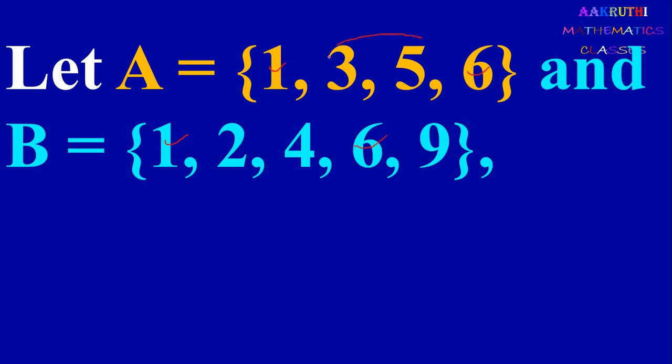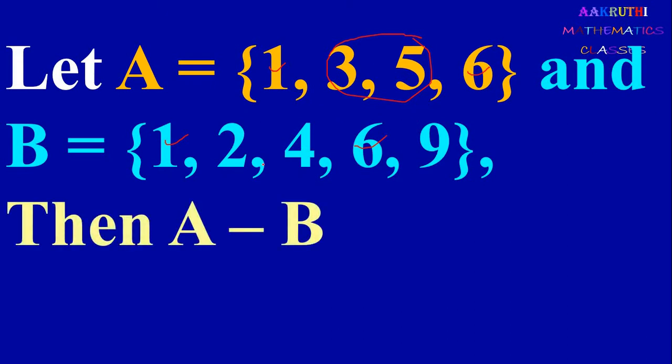What is the remaining element? The remaining elements in set A are 3 and 5. If you remove the common elements, the remaining elements are 3 and 5. It is denoted by A minus B. We have to remove the common elements; the other elements are 3 and 5. So this is called A minus B.